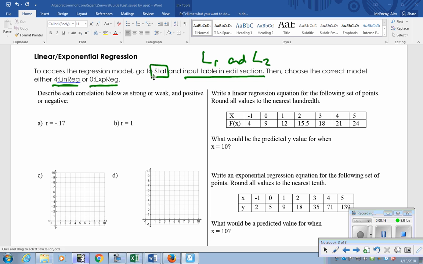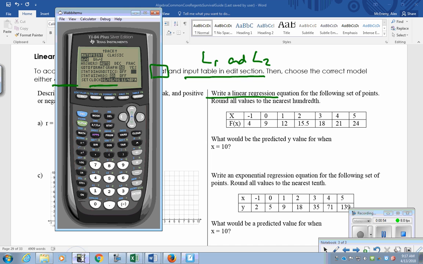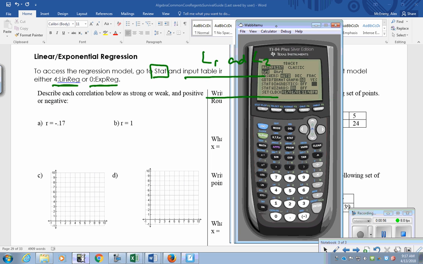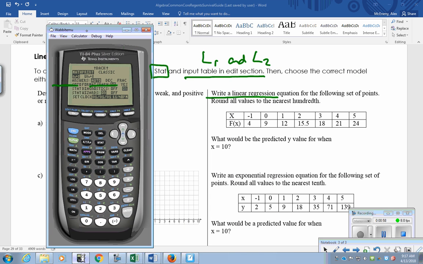But let's look at one of the questions. We're going to look at this one here, the one that says write a linear regression. So you don't really need to guess on which one you need to use. You just need to read the question over and you'll be good to go. So let me put this here.